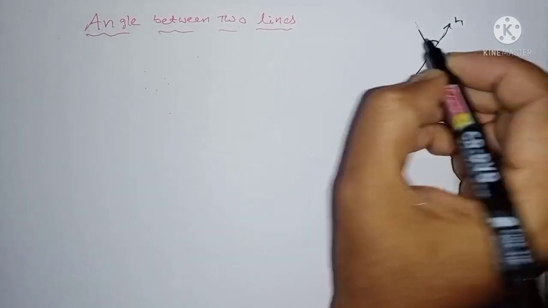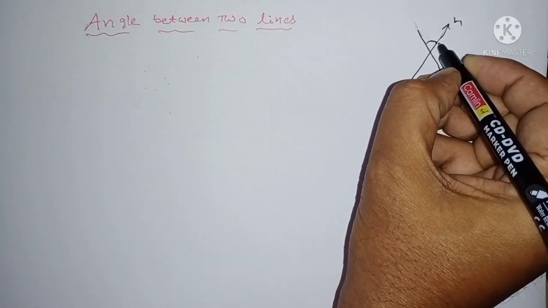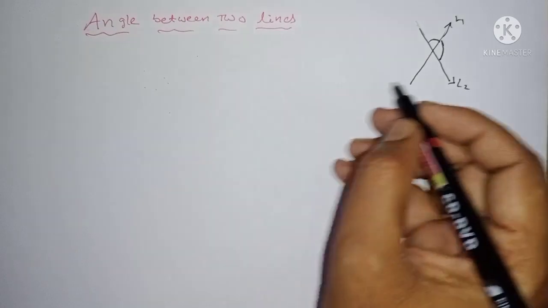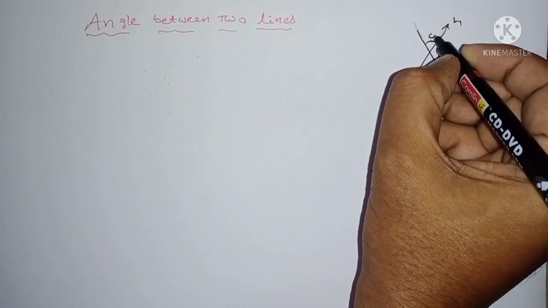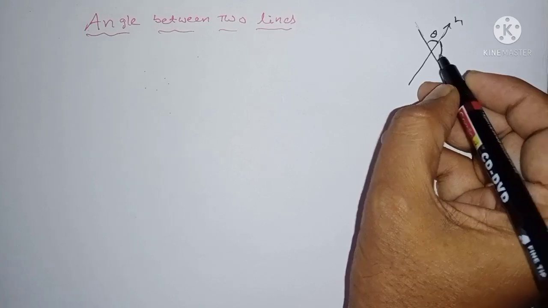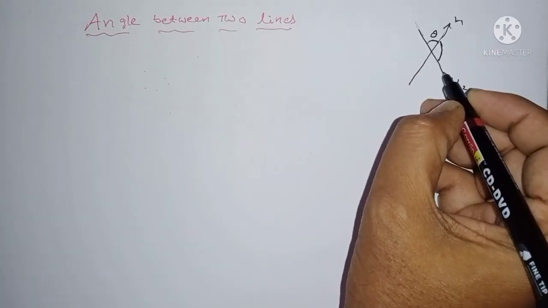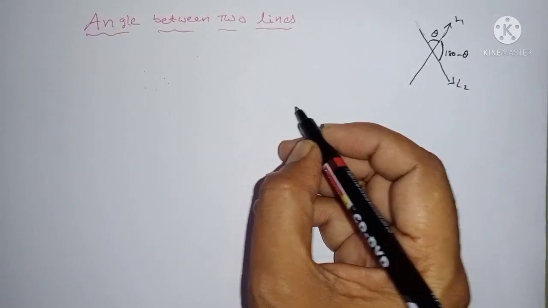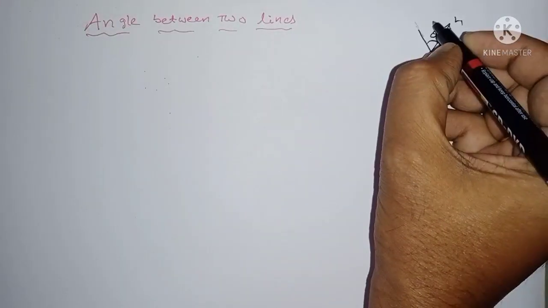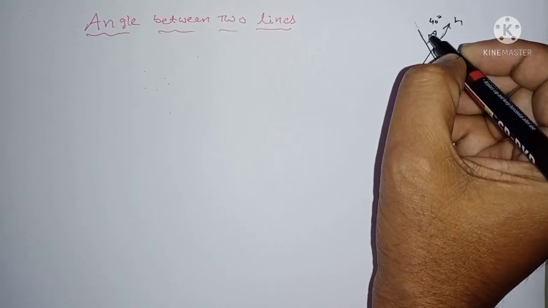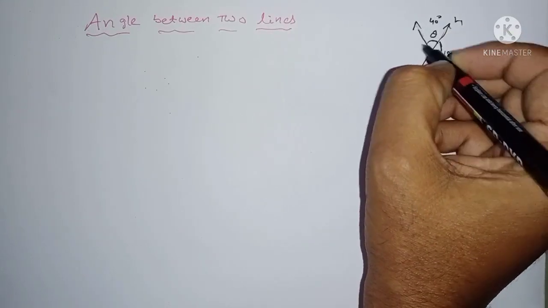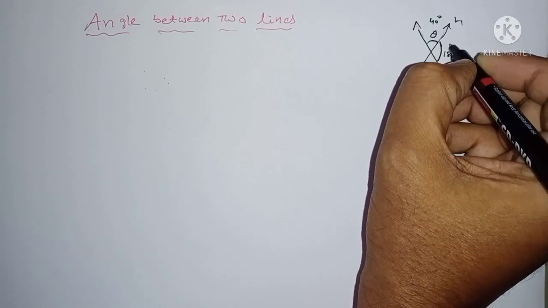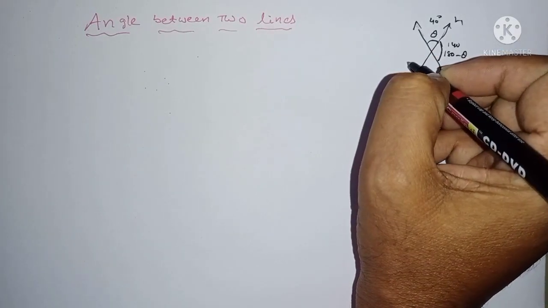Here you have an angle, and here also you have an angle. Observe, this is theta only. What about this one? It is a straight line, therefore the total is 180 degrees, so I can write here 180 minus theta. For example, if this is 40 degrees, the angle between L1 and L2, the remaining is 180 minus 40, which means this is 140 degrees.